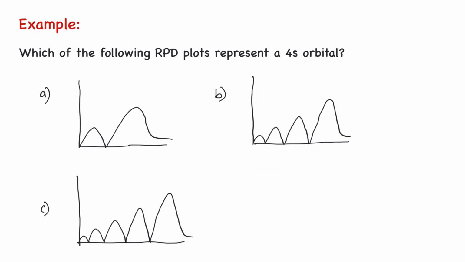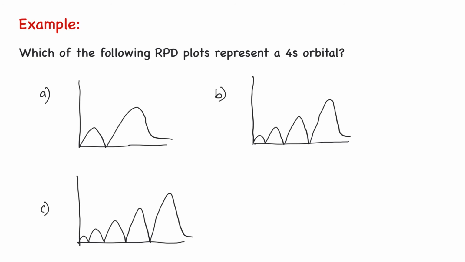We can identify the correct RPD plot for a 4s orbital by comparing the number of radial nodes for a 4s orbital with the number of radial nodes in all these RPD plots.